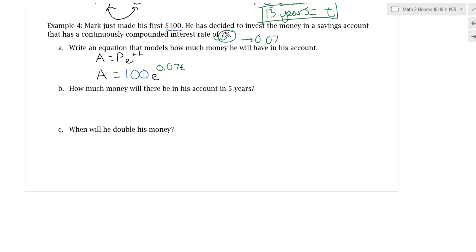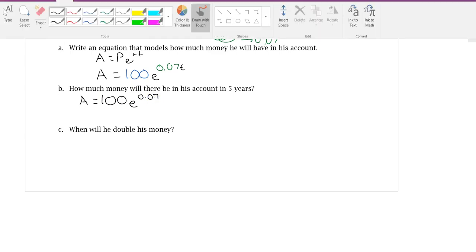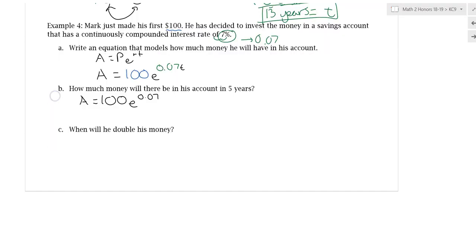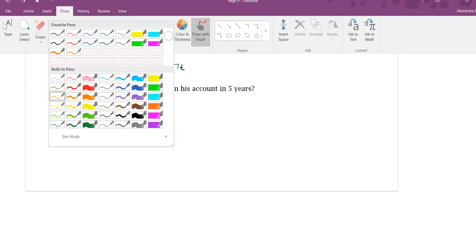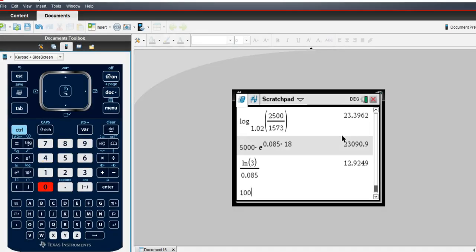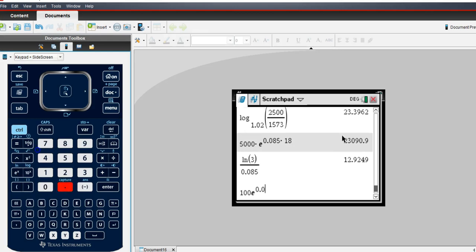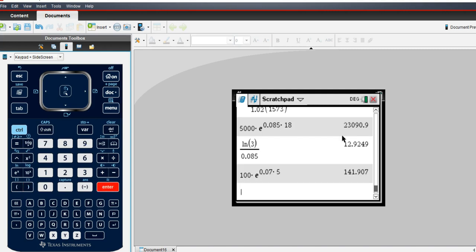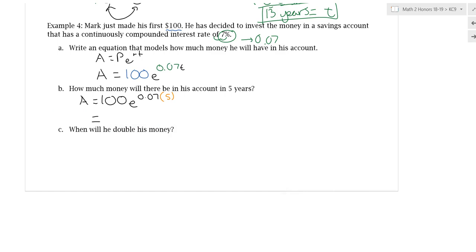How much money will there be in this account in 5 years? So I know my t, looking for A. And then t is in 5 years. And again, we're just going to type that in. We can do e to the x, and it's 0.07. And parentheses 5, and it'll make sure it multiplies it for us. And in 5 years, we'll have $141, and we'll round it to 91 cents.